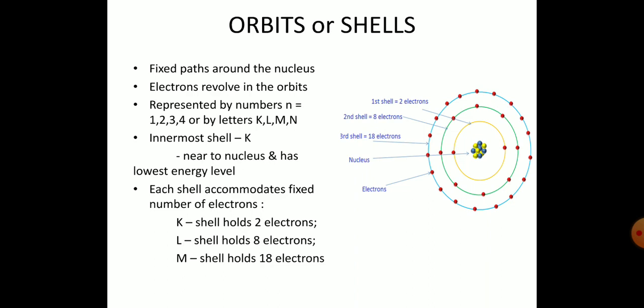So this K is called the innermost shell. The concentric circles, no? One circle, second circle, third circle. The innermost circle is called K. It is very near to the nucleus and has the lowest energy level.